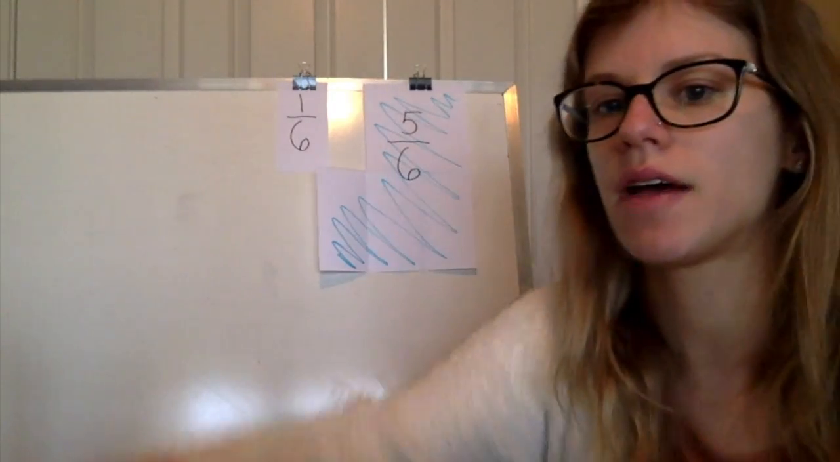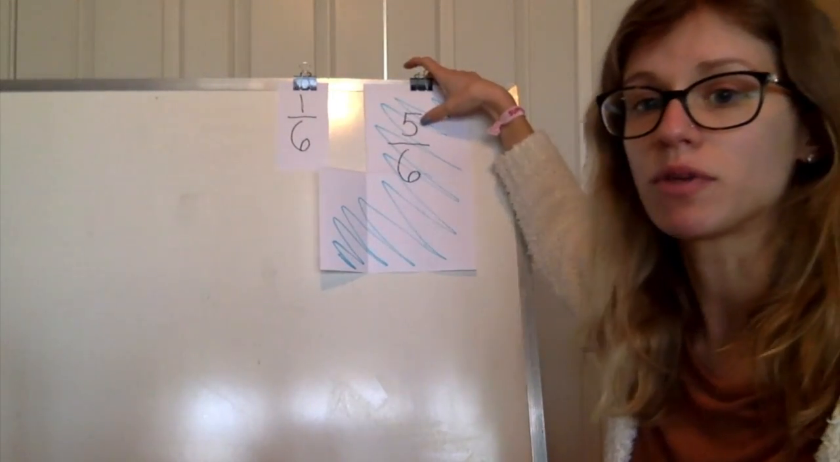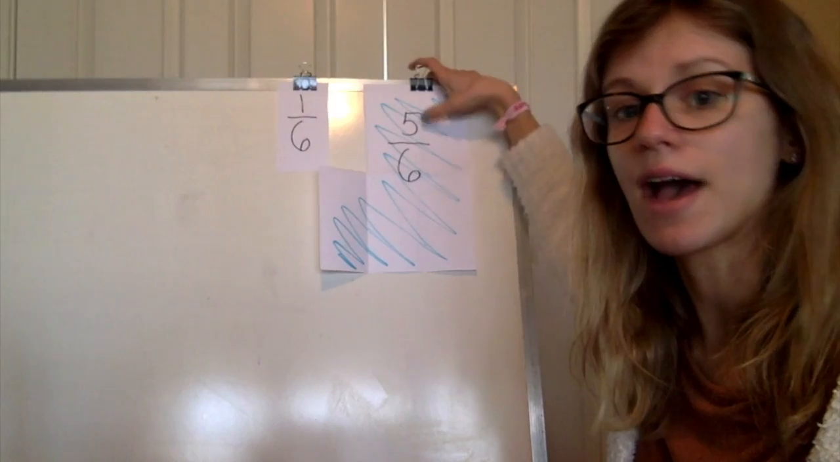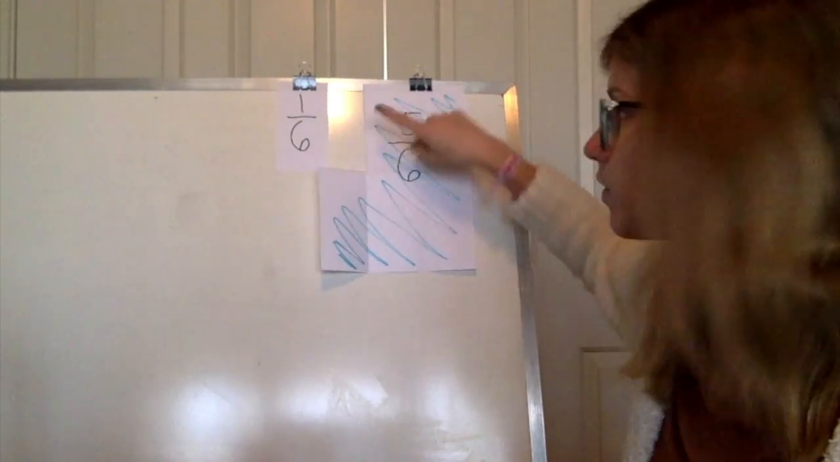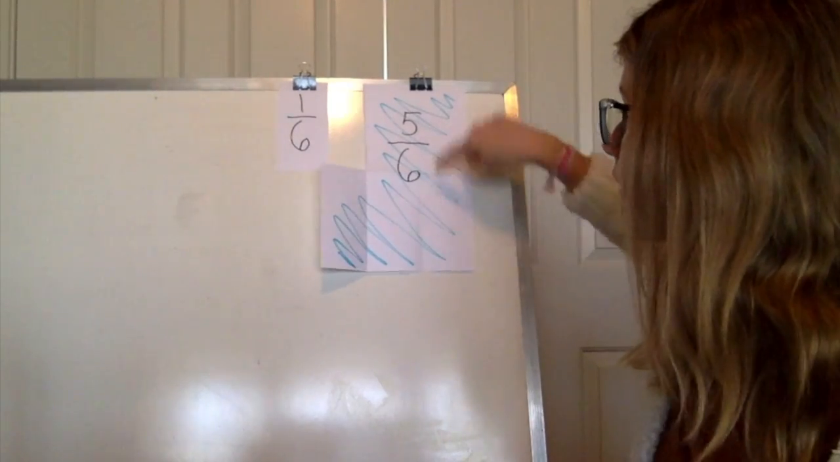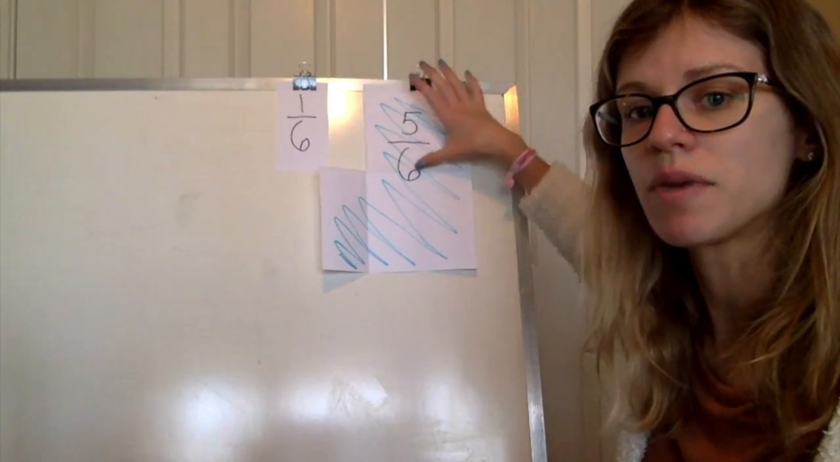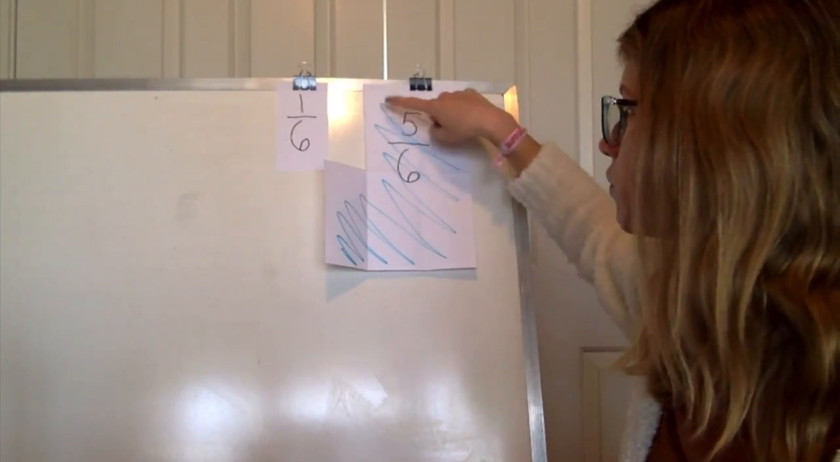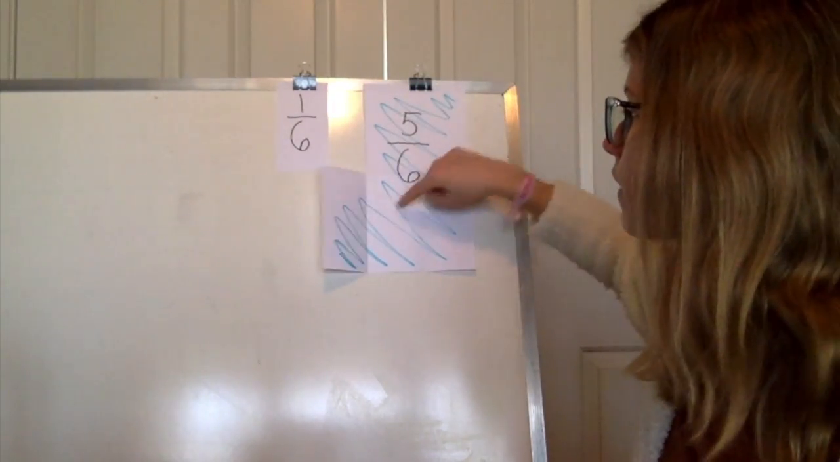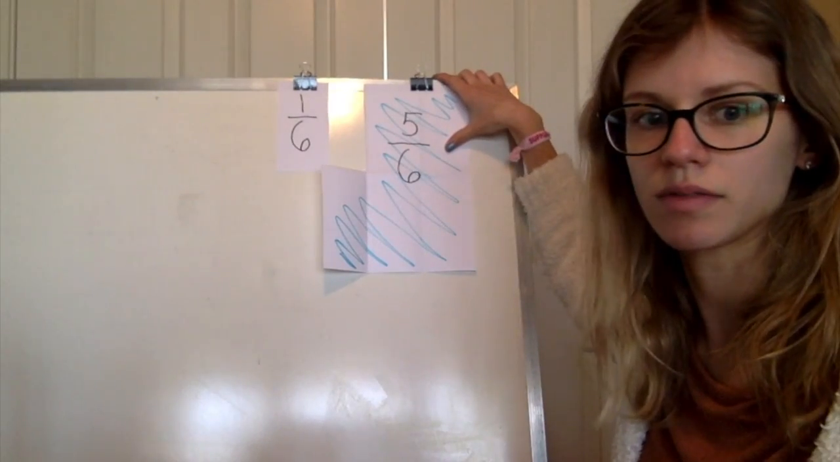So my 5 represents how many pieces or how many parts do I have here? I have 1, 2, 3, 4, 5. My 6 represents how many pieces make up that whole. We would need 1, 2, 3, 4, 5, 6 pieces.